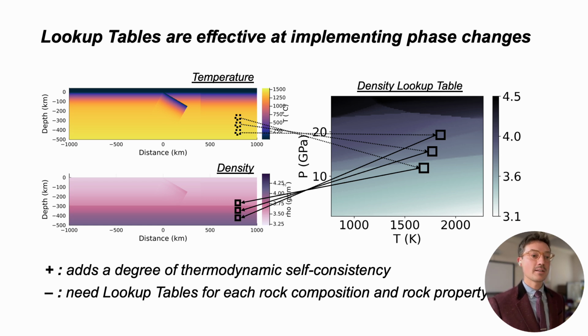Notice now how the density distribution of the mantle changes dramatically, which is much more consistent with geophysical observations and high pressure mineral experiments. The downside is that you potentially need a lot of lookup tables, which can get computationally expensive.